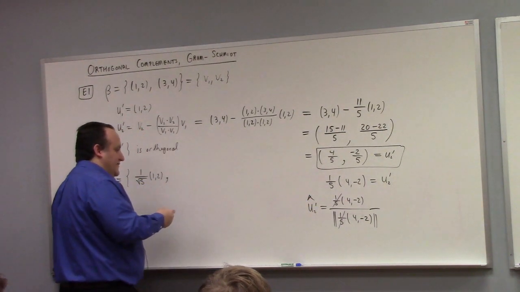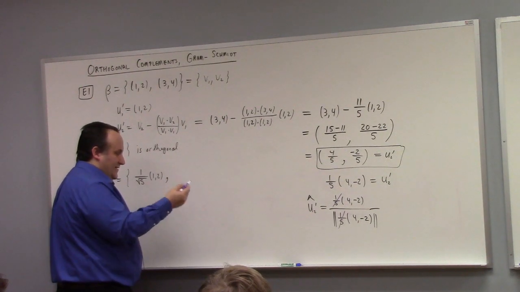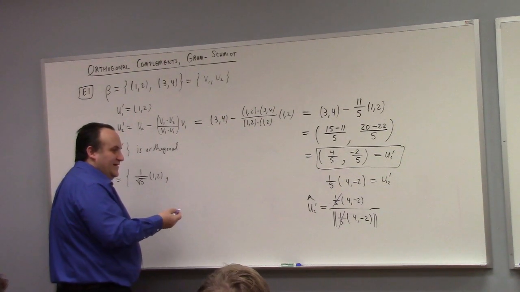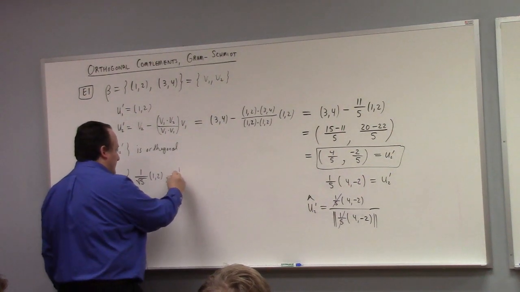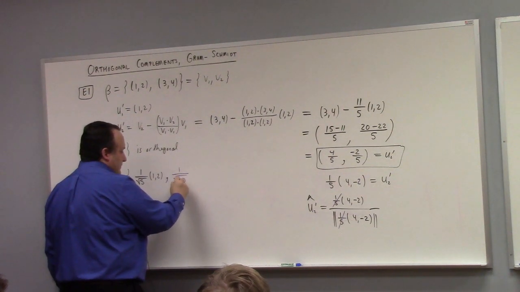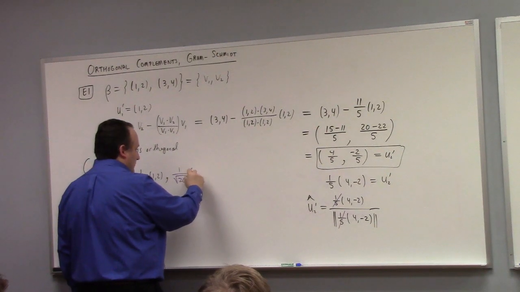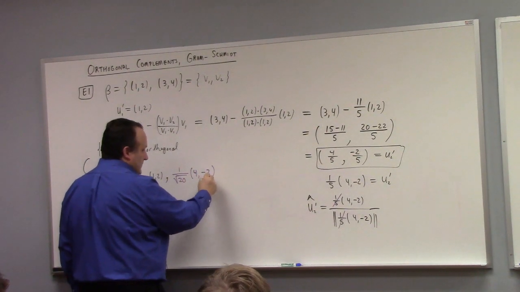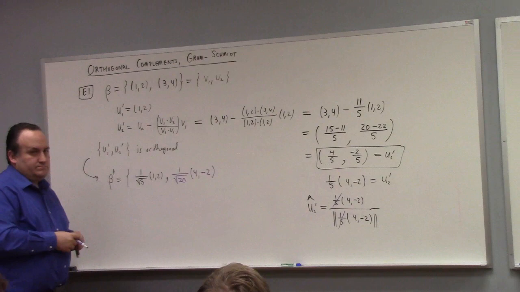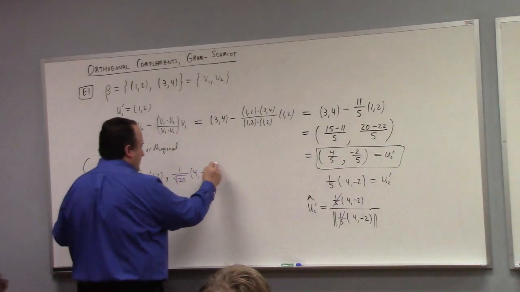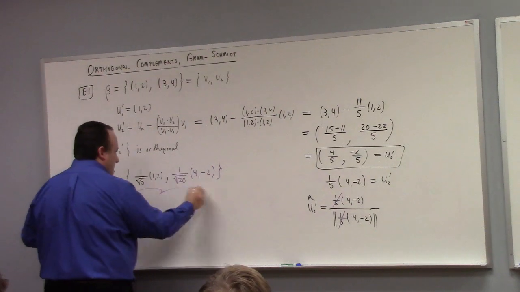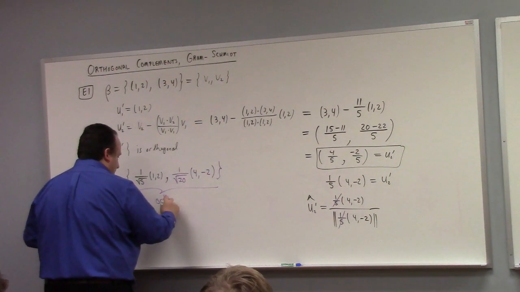After this kind of correction, I usually make a mistake. As you know, pride goes before the fall, that sort of thing. Let's see here, 16 plus 4 is 20. So I just do 1 over root 20 of (4, minus 2). And there you go.